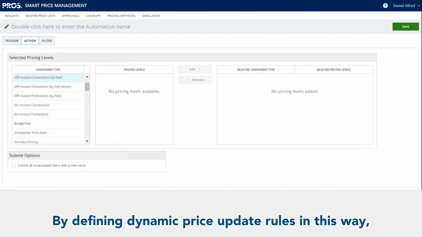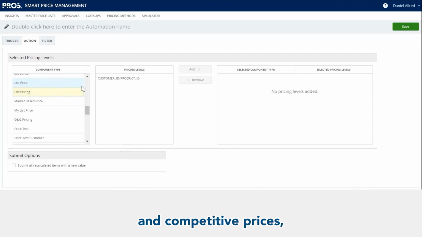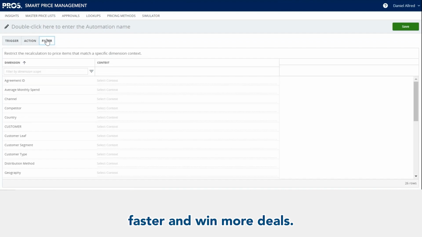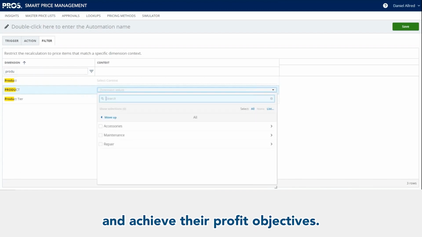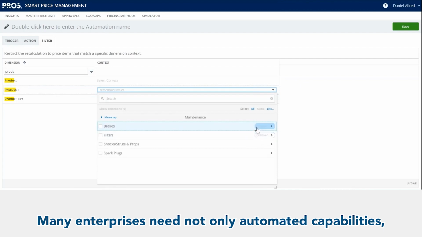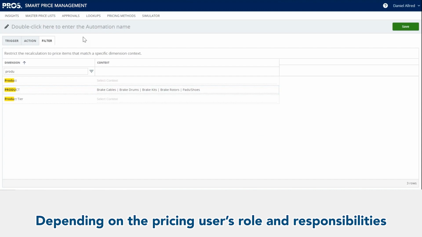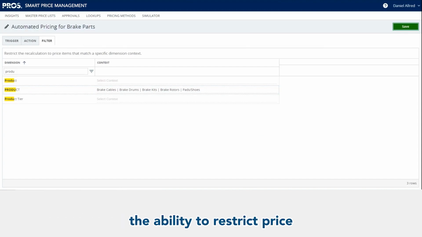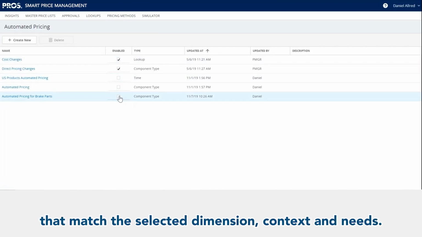By defining dynamic price update rules in this way, pricing analysts provide sales teams with more accurate and competitive prices, allowing them to respond to customers faster and win more deals. Secondly, most pricing teams struggle to maintain pricing governance. To build efficient and agile processes and achieve their profit objectives, many enterprises need not only automated capabilities, but also advanced pricing governance. Depending on the pricing user's role and responsibilities in the company, PROS offers the ability to restrict price recalculations to filtered price items that match the selected dimension context and needs.